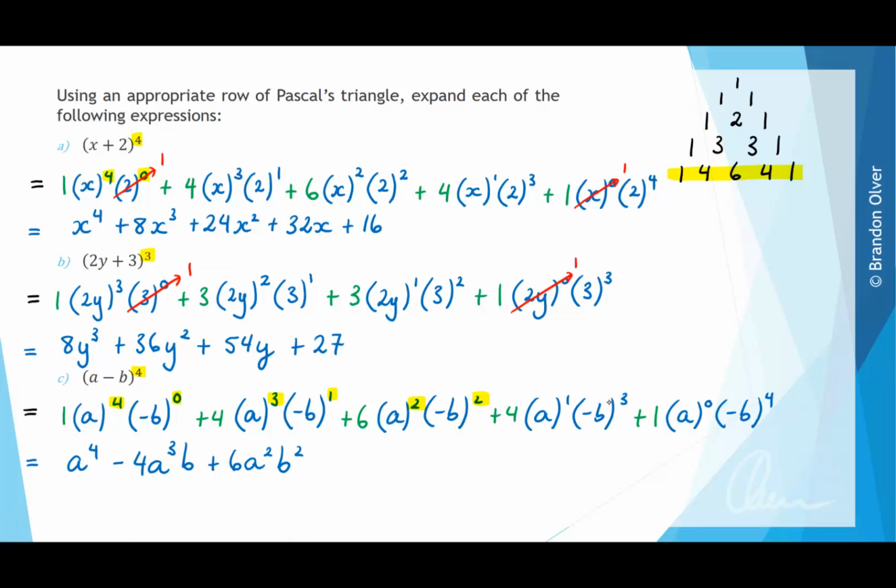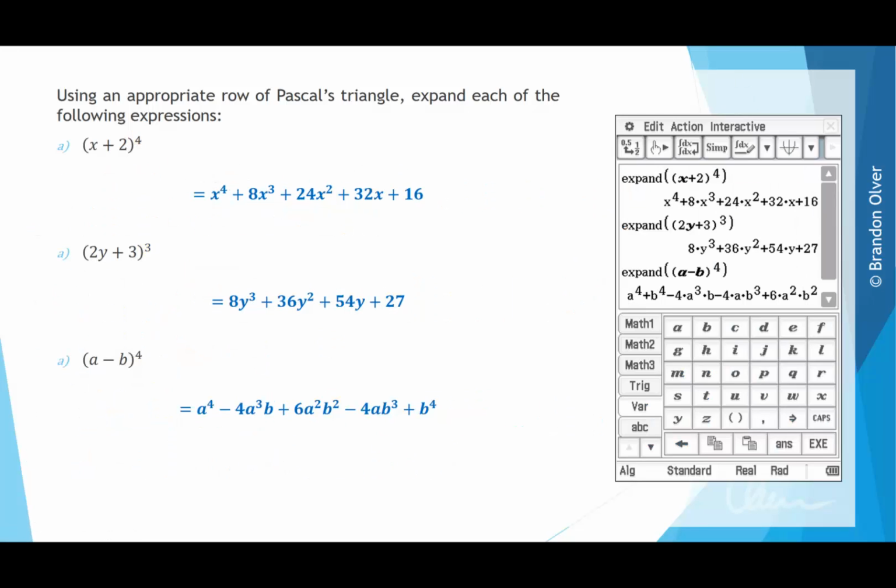And then when we get to the power of 3, again this has a negative associated with it, so it's going to be minus 4, and it's going to be a to the power of 1 and b to the power of 3. And then for our last term, negative b to the power of 4 is just b to the power of 4, because if we have a negative multiplied by itself 4 times, it becomes positive, and a to the power of 0 is 1, so the final term is just plus b to the power of 4. So that's the expansion of a minus b to the power of 4.